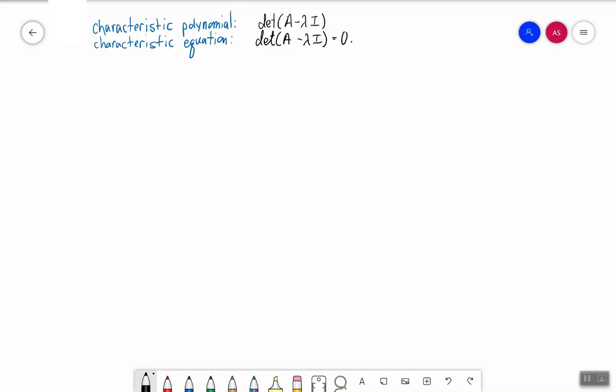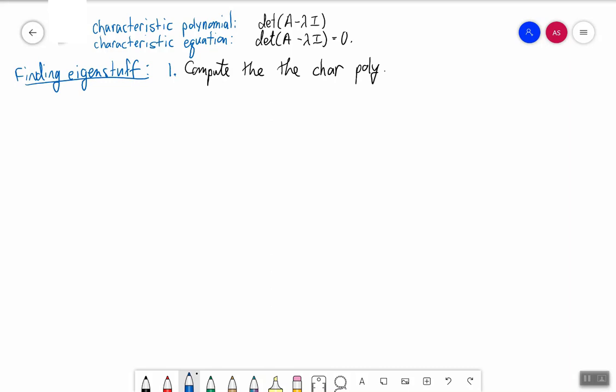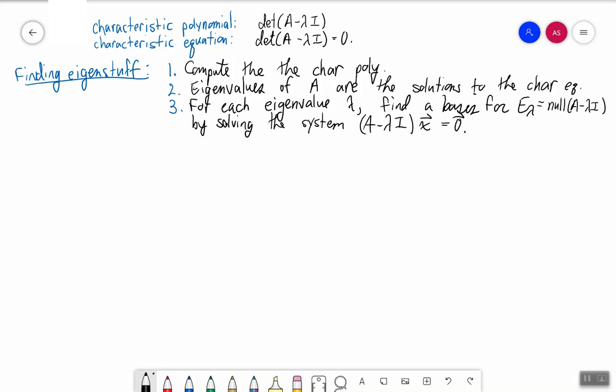Now I'm going to talk to you about the actual method that we're going to use to find all the eigenvalues and eigenvectors. To help us, I put the definition of the characteristic polynomial and equation up here. Our first step is to compute the characteristic polynomial using determinants. Our second step is to find all the eigenvalues of A, which, by what we know from earlier in the video, are the solutions to the characteristic equation. And finally, for each eigenvalue lambda, we find a basis for the eigenspace of lambda, which remember is the null space of A minus lambda I, by solving the system of equations here.